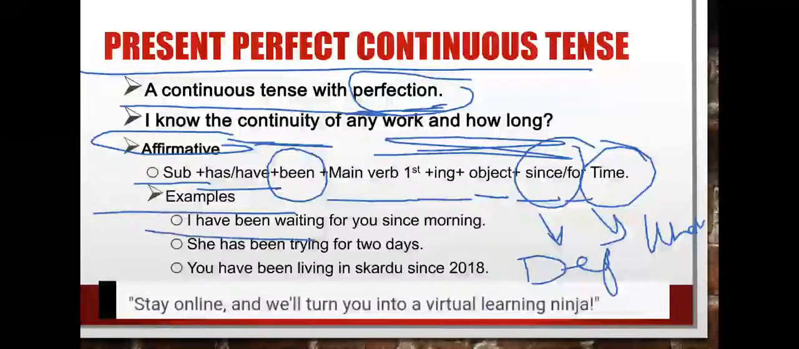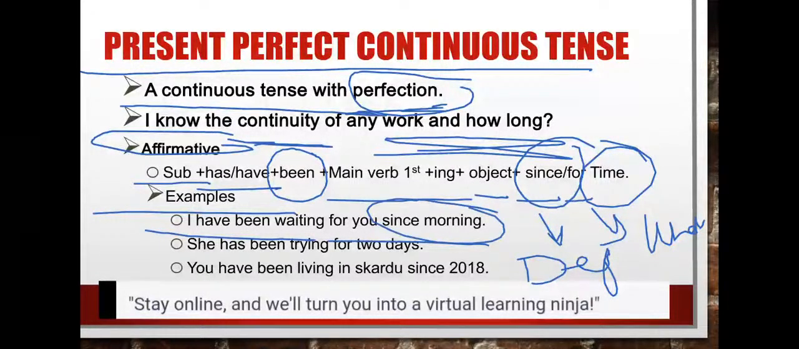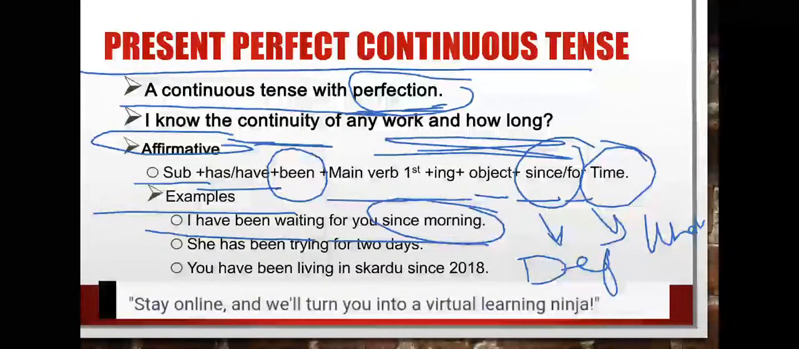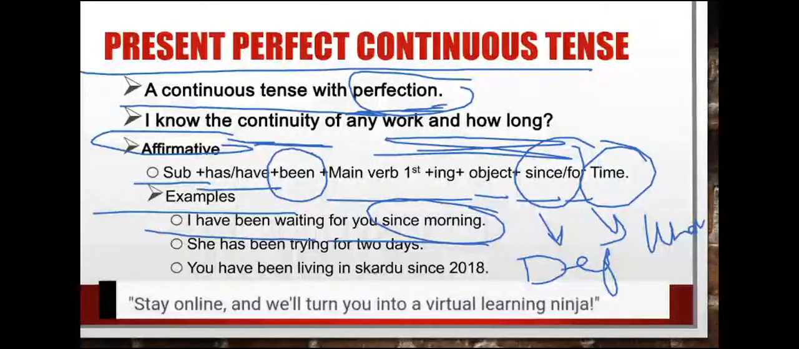I have been waiting for you since morning. Since morning, like it's a definite time, like today's morning. Morning means like 6 a.m., 7 a.m., 9, something like that. She has been trying for 2 days. For 2 days, maybe the 2 days are not definite. She has been trying. Okay, you have been living in Skardu since 2018. Yeah, I've been living in Skardu since 2018.